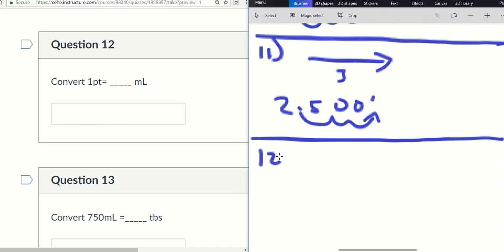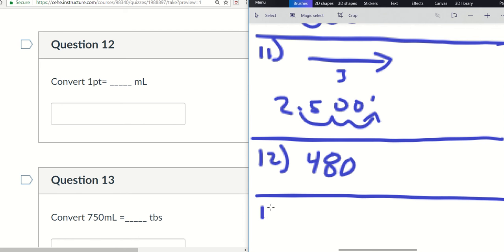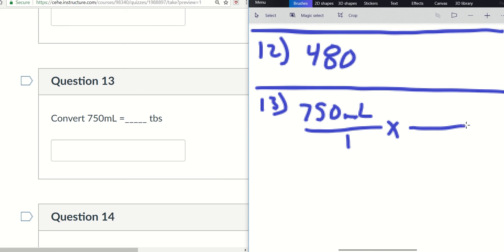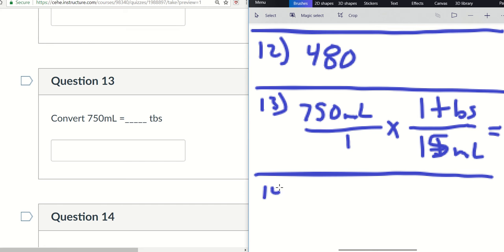Number 12, no math needed. 1 pint is 480. P comes before Q. So that one got me in the other assignment. 750 mLs. Very good, yeah. You're gonna divide by the conversion factor. Oh, sorry, 15 mLs. So 750 divided by 15. 50?